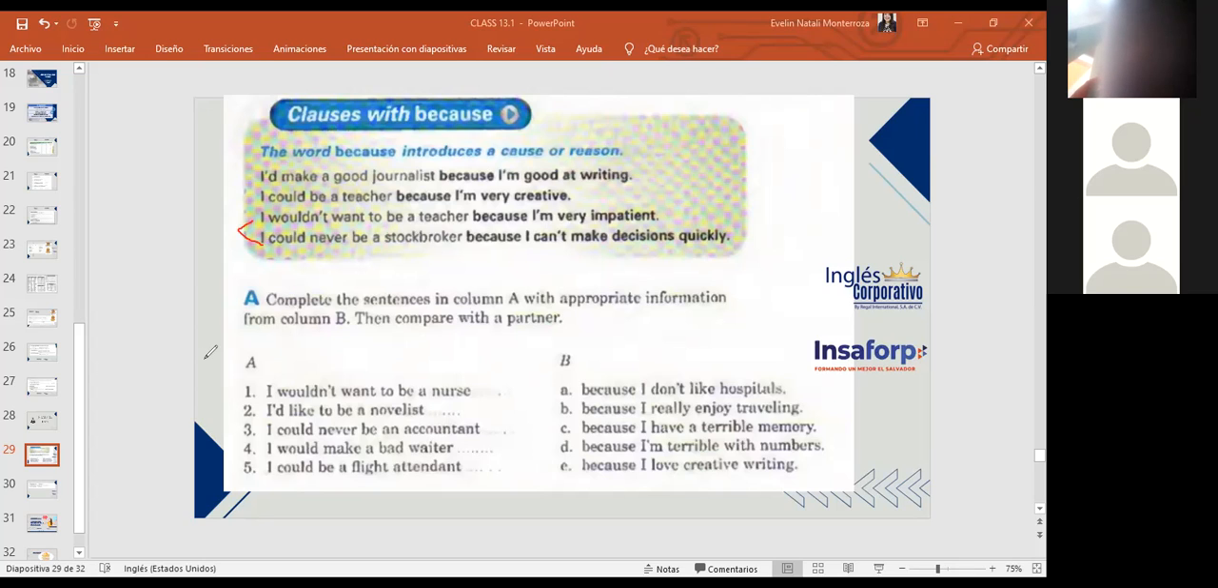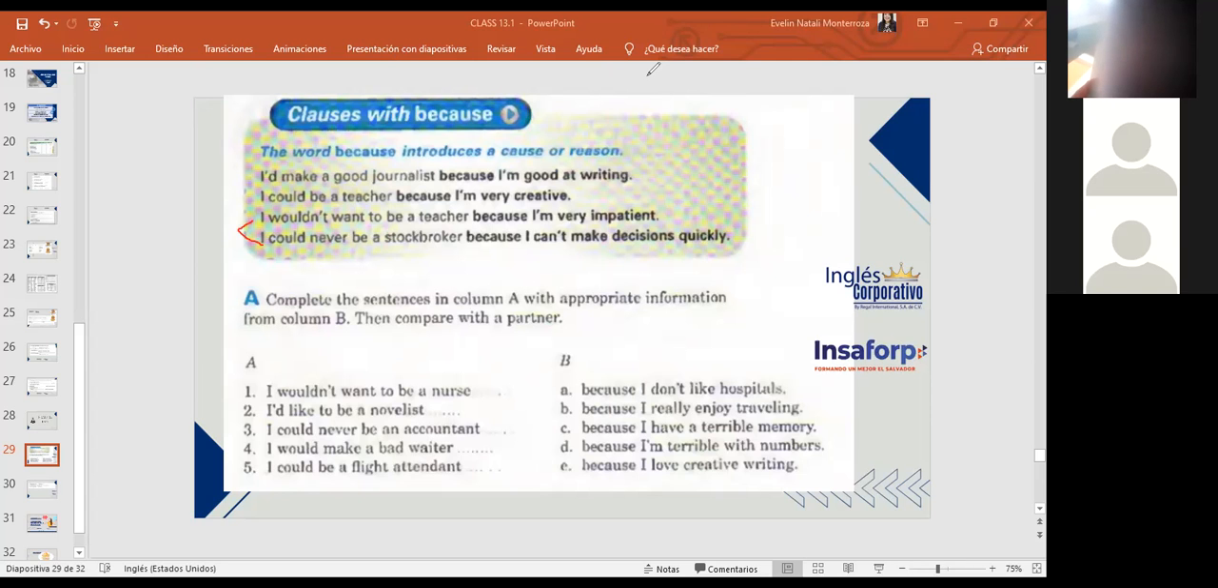I could never be a secretary because I hate being sitting. I hate being sitting. Good, very good. Excellent examples, my dear students.